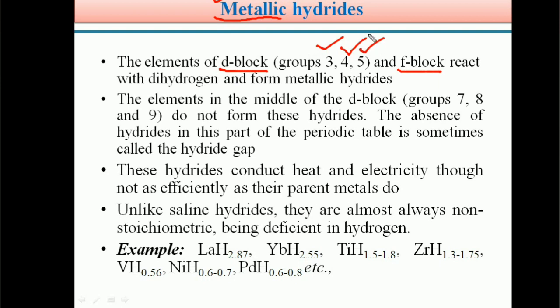Selectively in the D block, group 3, group 4 and group 5 elements generally combine with hydrogen to form hydrides, and dihydrogen also combines with F block elements to form the corresponding metallic hydrides. Students, in the middle of the D block there are group 7, group 8 and group 9. These group 7, group 8 and group 9 elements do not combine with dihydrogen to form hydrides. So this is called a hydride gap.